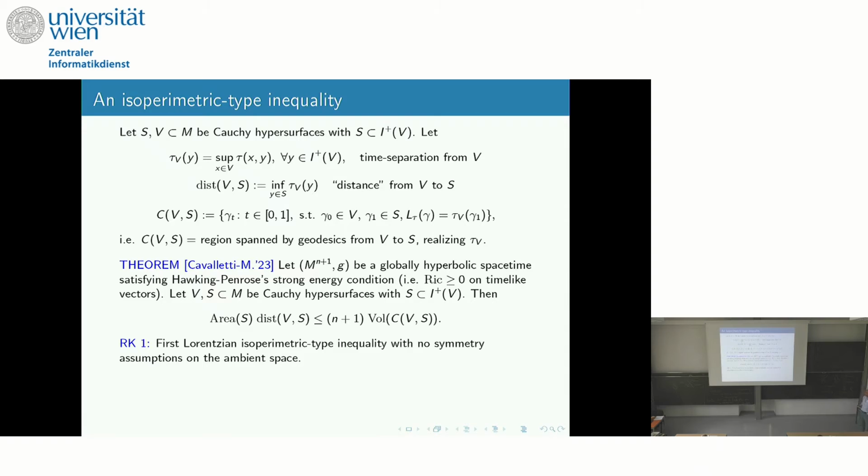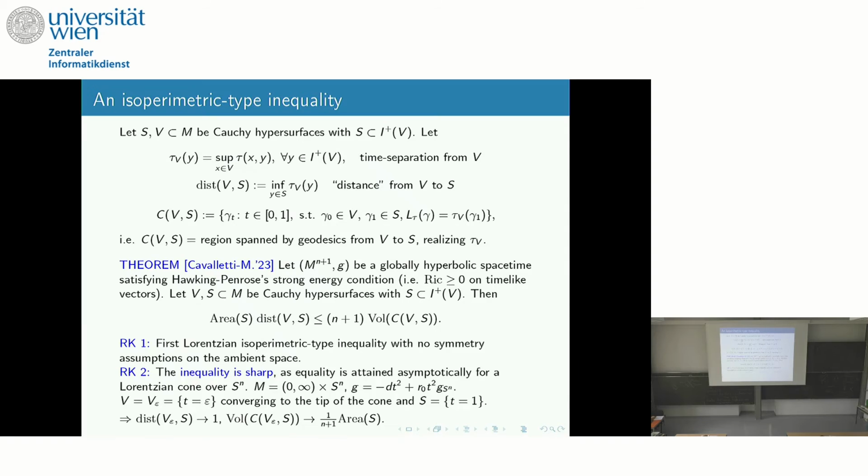So, a couple of comments. To the best of my knowledge, it is the first Lorentzian isoperimetric-type inequality with no symmetry assumption. So here we have no symmetry assumption on the space, only a lower bound on the Ricci. And the inequality is sharp. So this constant is sharp in the sense that equality is attained asymptotically for the following example.